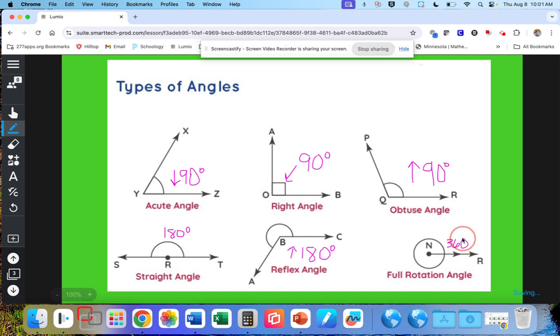Now would be a good time to pause the video and make sure that you have the notes written down of these different types of angles. Resume when you're ready.